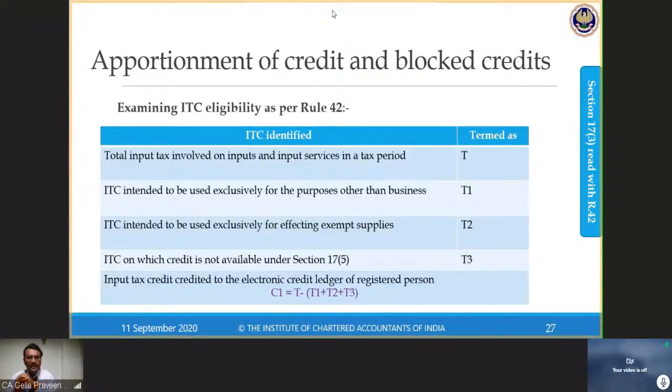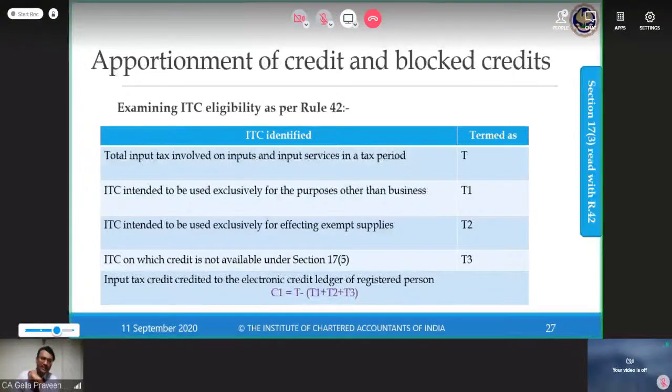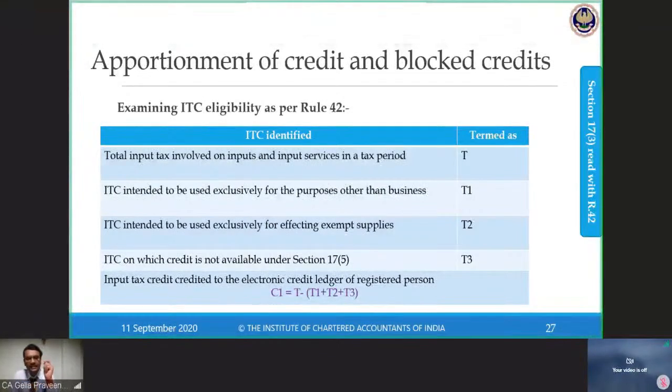So friends, coming back, this is one equation: Section 17(5), Rule 42. Please follow me carefully. It is very important from your examination point of view. Two major changes happened, which is why one question can be expected from this area. Rule 42 talks about two aspects. First, you identify your taxable turnover and your exempt supply turnover. Having identified these, you do the test of your input tax credit.